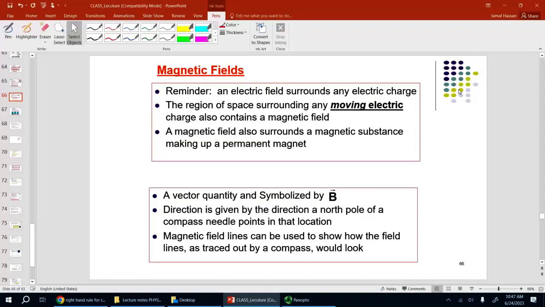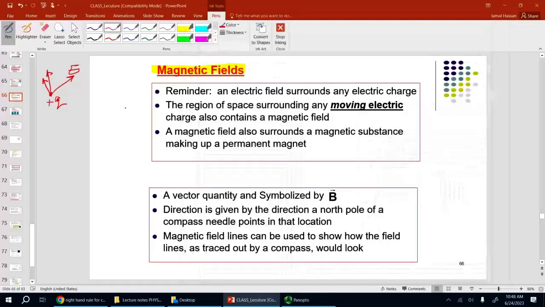So similar to the electric field, we actually have a magnetic field. Let me just take you back to before midterm. Before midterm, we know that if you have a positive charge or negative charge, doesn't matter, around the positive charge there is an electric field. Right? There's an electric field going around in all directions.